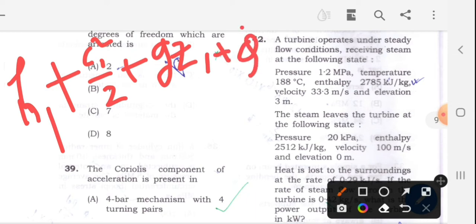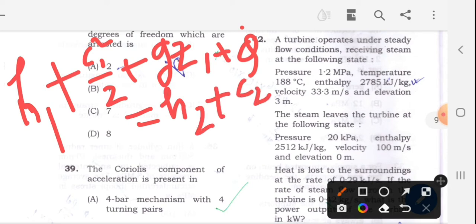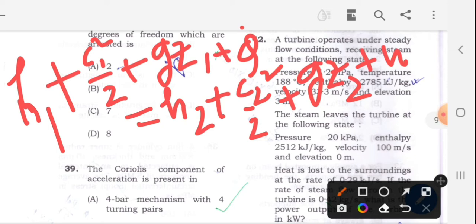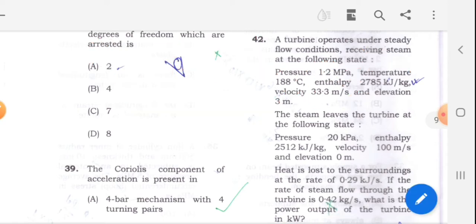Q dot, the heat transfer rate, is equal to H2, which is the enthalpy at outlet, plus C2 square divided by 2, which is velocity at outlet, plus g Z2, where Z2 is elevation at outlet, plus W CV, the control volume work done. W is the work done. Just put all the inlet and outlet values here, and you will get one step towards the answer.